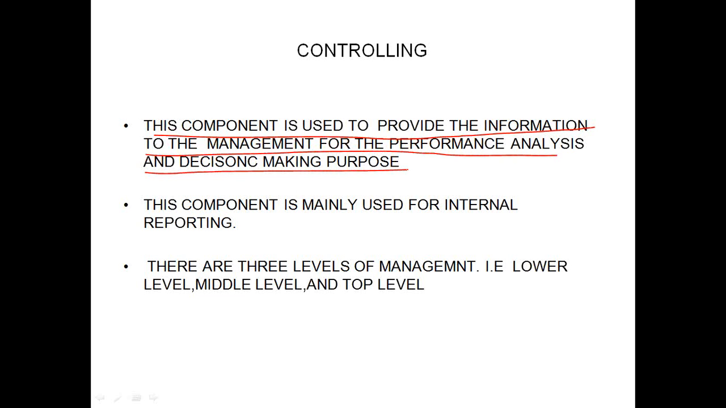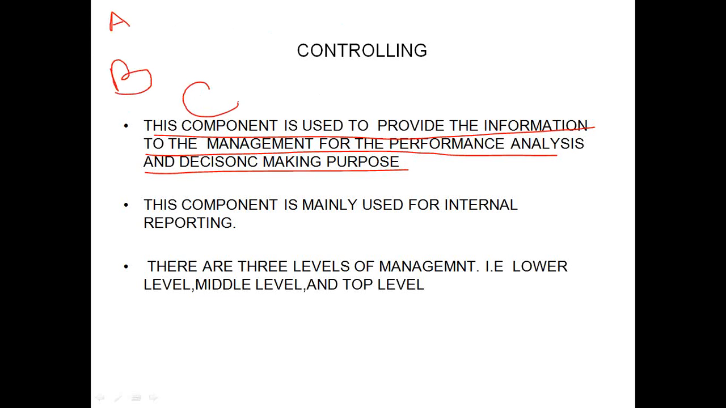Now, similarly, you have top level management. The top level management is always concerned with the decision making process, or strategic decision making process. Strategic decision making means taking the decisions which have the long-term impact on the profitability of the company. See, for example, we are producing 3 products, A, B, and C. So these are the 3 products we are producing and selling.